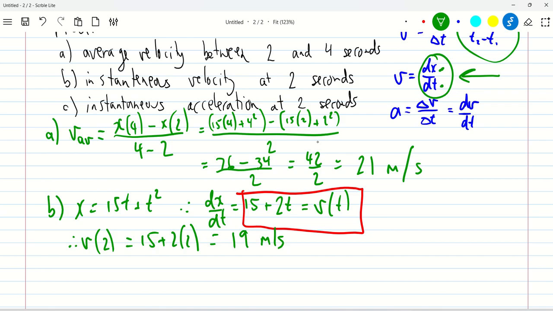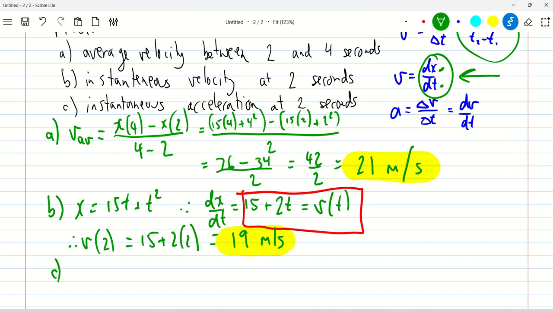And you'll see that the average rate of change between 2 and 4 seconds is slightly different to the instantaneous rate of change when t is equal to 2. Okay, almost there. Let's have a look at the last bit.